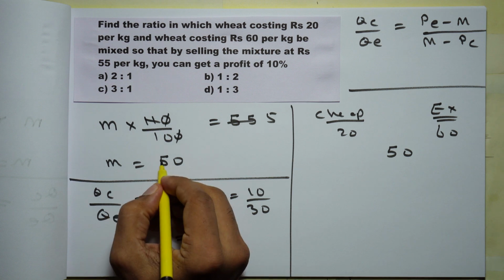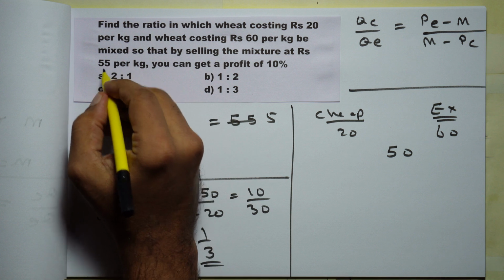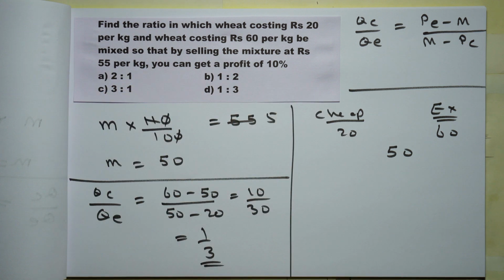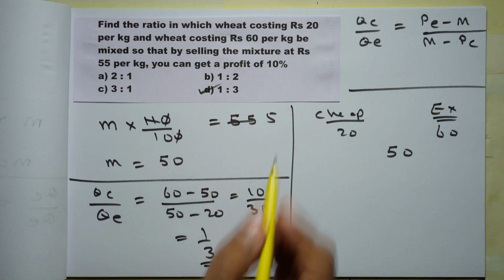Then the mean price will be 50, and by selling it at rupees 55, you will get a 10% profit. So the required ratio is 1 is to 3. So option D.